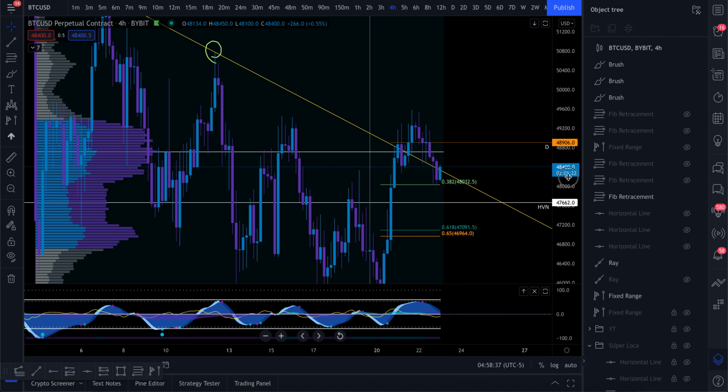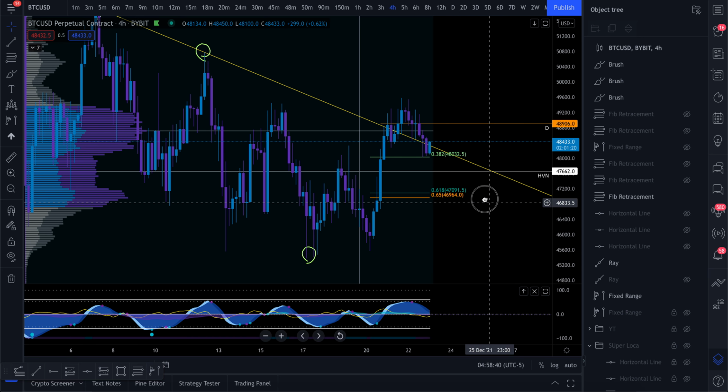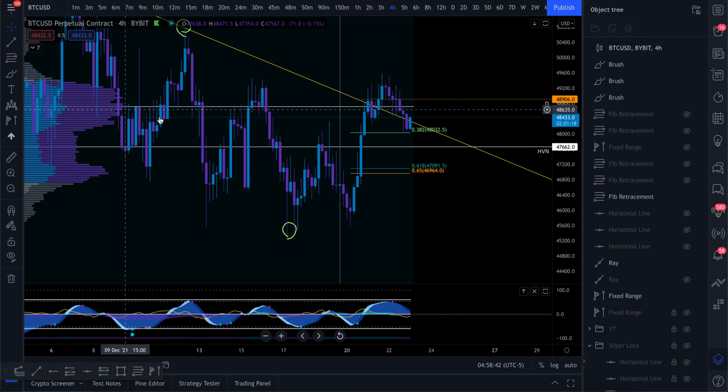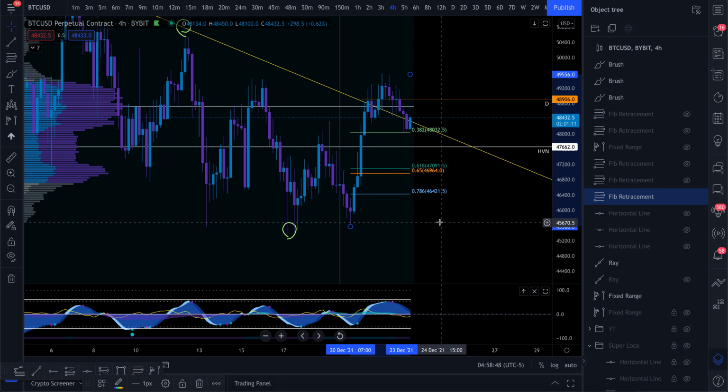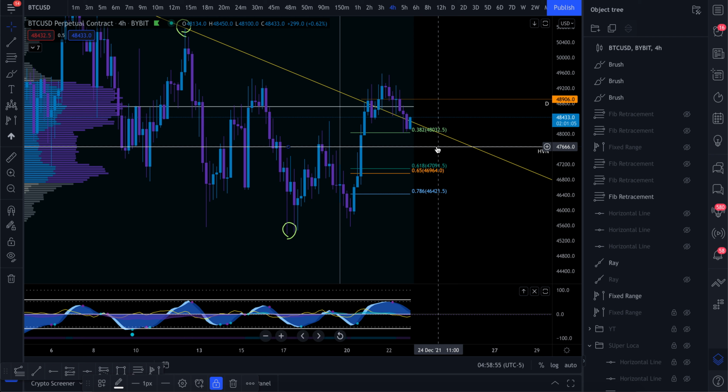Now, if we lose that 382, I believe we're going to have a very swift move down to this golden pocket area around 47,000. And if we lose 47,000, then I believe we are going to find our support around this $46,000 level. These are the three main areas of support that we have along the way down.